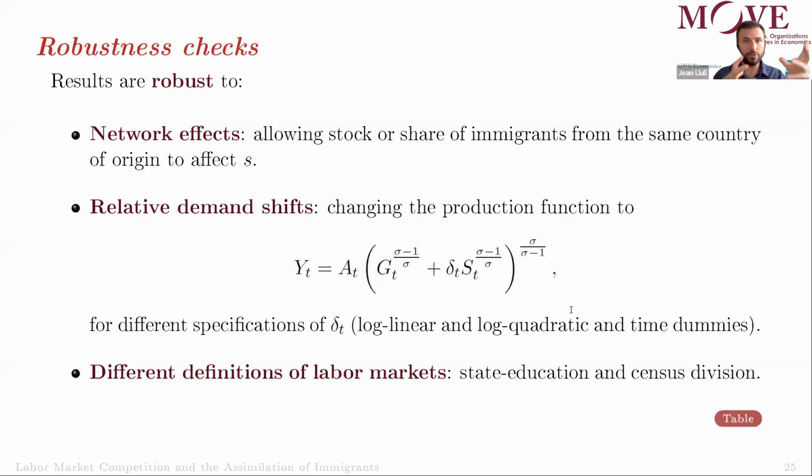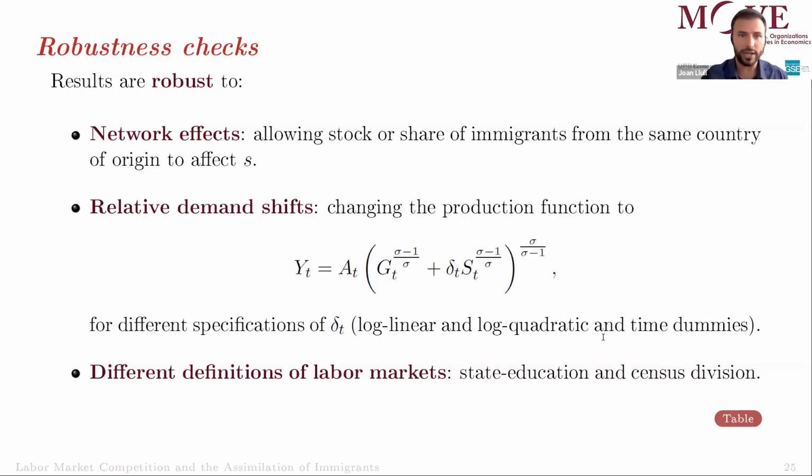And the third type of robustness check that we do is we allow for different definitions of the labor market in terms of where competition takes place. We define labor markets as census divisions, for example, which are bigger than states, or we define labor markets as state-education groups, assuming that people in different education groups don't compete with each other. This we can also do. And we re-estimate everything. I don't have time to go over this table, but you can see some key parameters in the paper.